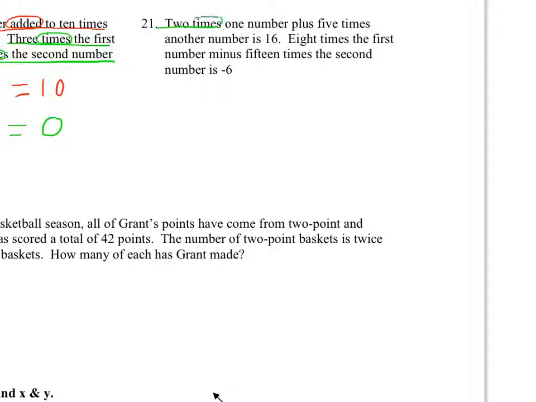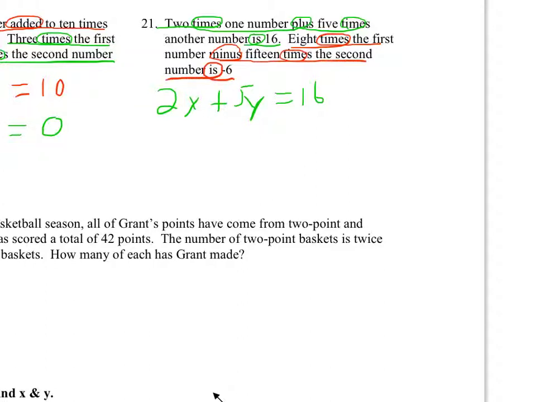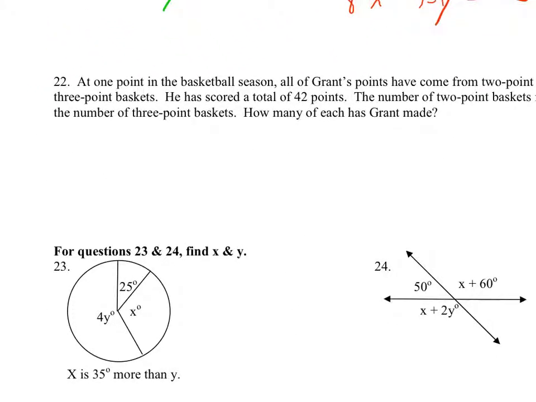2 times one number plus 5 times another number is 16. And then 8 times the first number minus 15 times the second number is negative 6. And that's our next set of equations. And then you can solve from there.